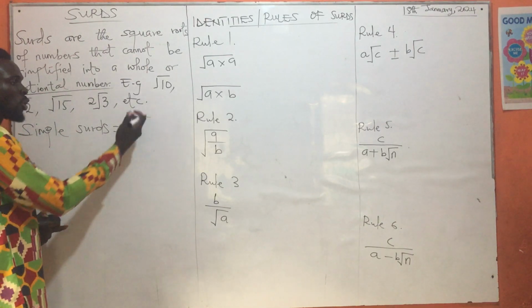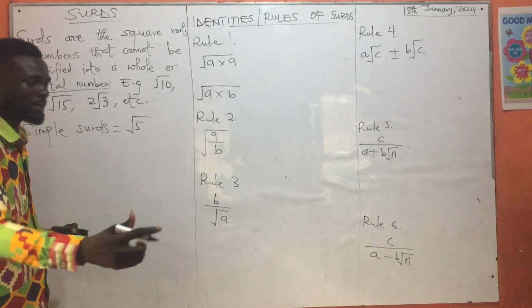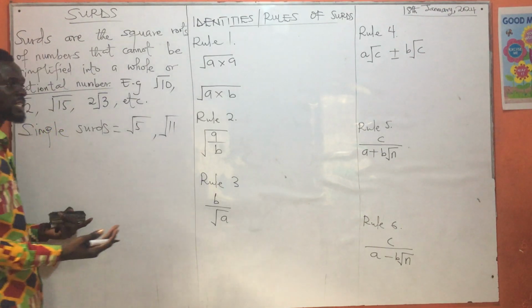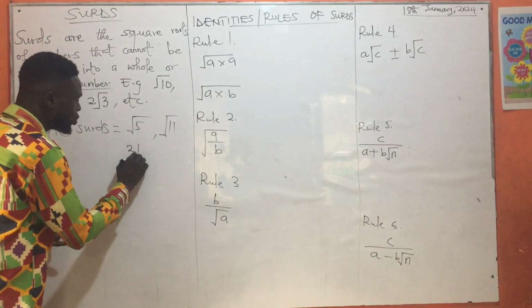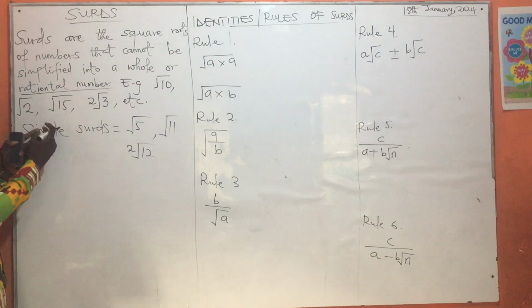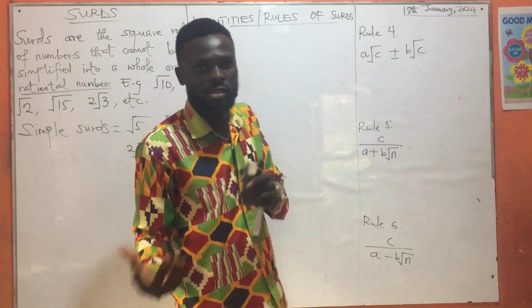This is a surd because the number in the square root cannot be written as a whole number. Then also, surd 11 is a simple surd. 2 surd 12 is a simple surd. So simple surds are surds with only one surd.